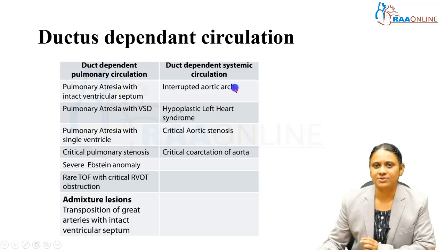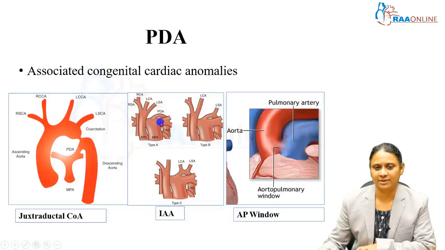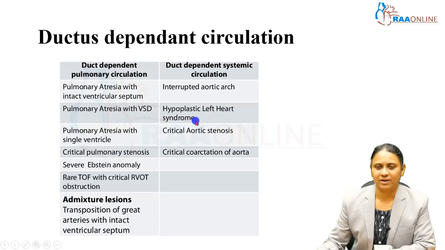Like interrupted aortic arch, we saw in the previous picture that the descending aorta flow is dependent on just the ductus. Hypoplastic left heart syndrome, where there is aortic atresia, mitral atresia or a combination of aortic stenosis, mitral stenosis, and these four in different combinations. Critical aortic stenosis and critical coarctation of aorta. Admixture lesions, where there must be either a VSD or PDA or AP window for good intercirculatory mixing. So, TGA with intact ventricular septum, where the outflow of the LV is dependent on PDA.